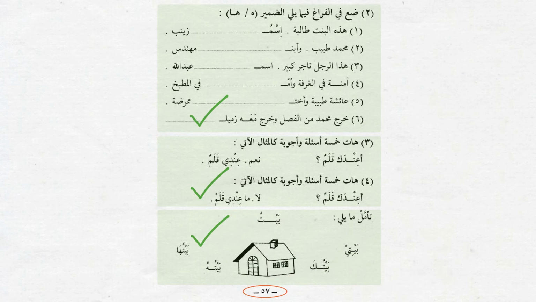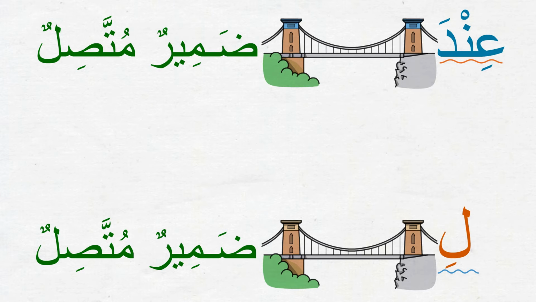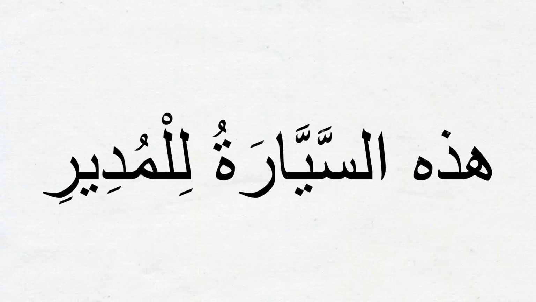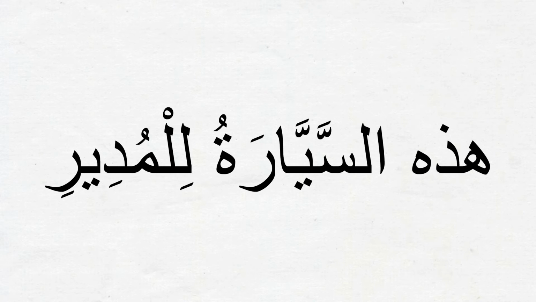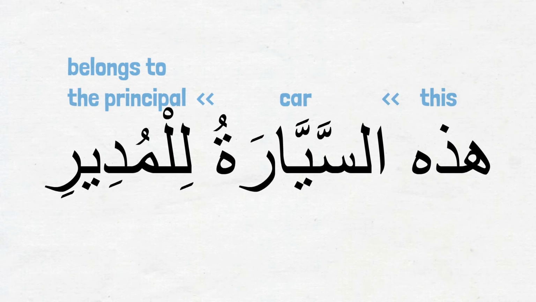We are done with these two exercises. Let's now learn about the usages of the ضمير متصل with the حرف لي. We have already seen the حرف لي coming in jar majrur phrases as in هذه السيارة للمدير. This car belongs to the principal.